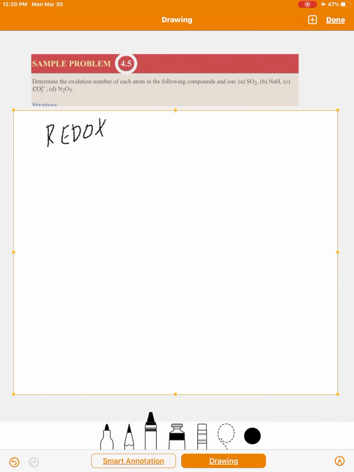Redox chemistry is essentially the idea that one atom will transfer an electron to another atom. I'll talk about that a little bit later. But for right now, let's just look at this sample problem. Determine the oxidation number of each atom in the following compounds and ion, because only one of them is an ion. There are four of them here, A, B, C, D: SO2, NaH, CO3 2-, and then N2O5.